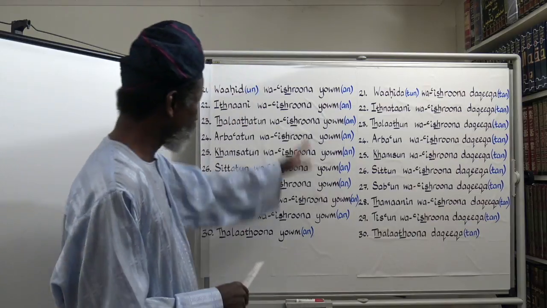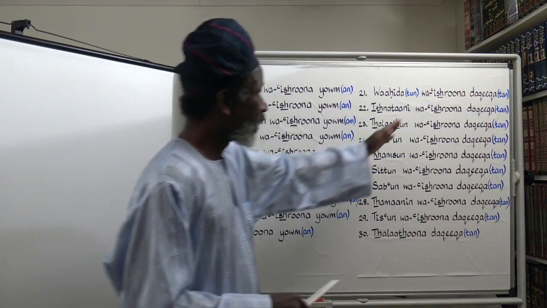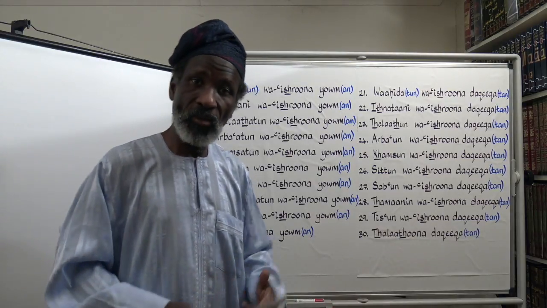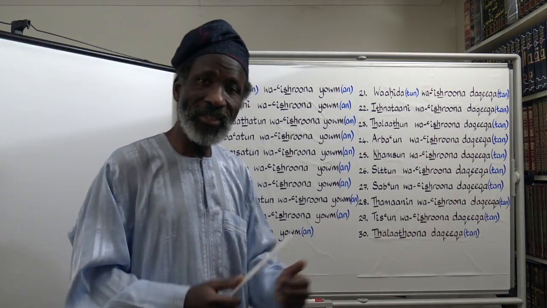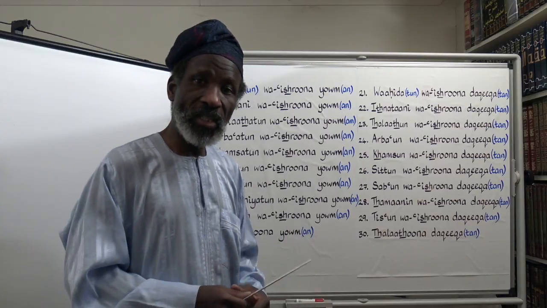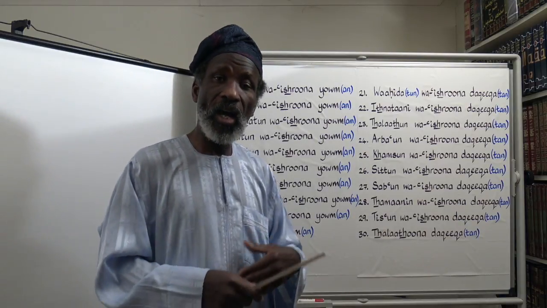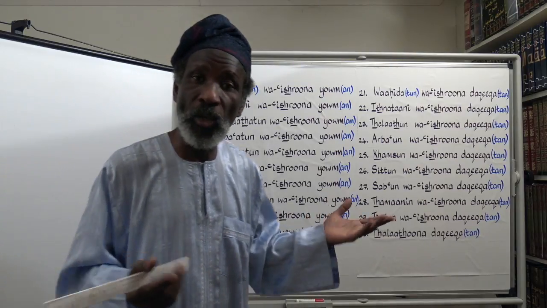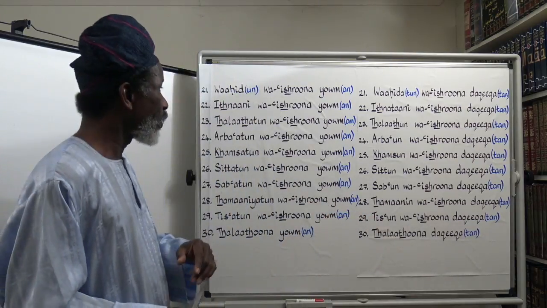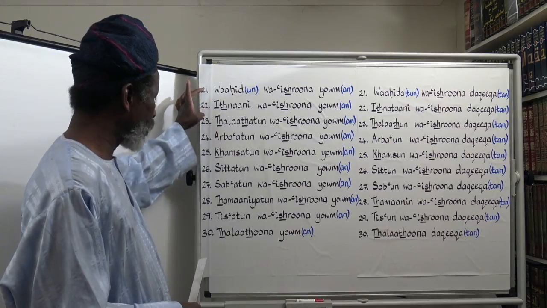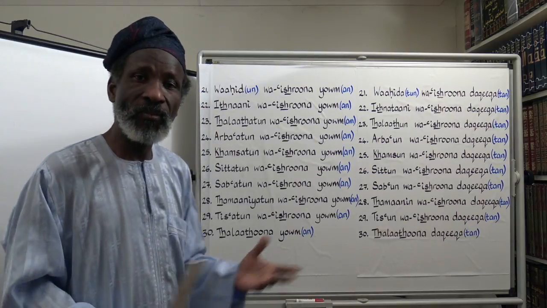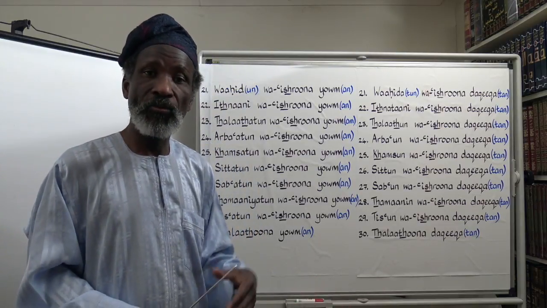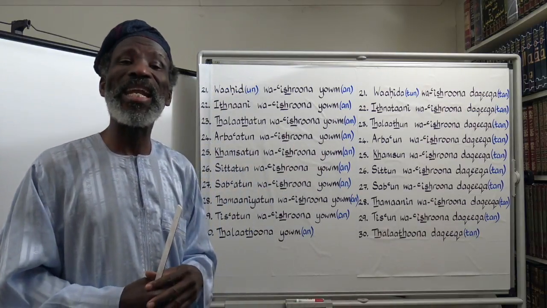39 days. You just replace 20. Here you put 30, 40, 50, 60, 70, 80, 90. That's what I meant by saying once you learn how to count from 21 to 29, practically you have learned how to count from 21 to 99.